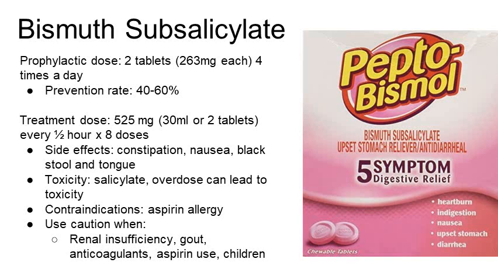There is a risk of toxicity with an overdose. There is salicylate in Pepto-Bismol, so be sure to counsel patients on adhering to the correct regimen. Contraindications to this would be an aspirin allergy. And then be cautious when prescribing this in patients who have renal insufficiency, gout, or anticoagulation or aspirin use, and in children.